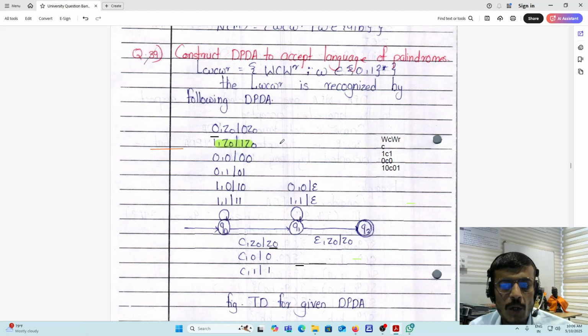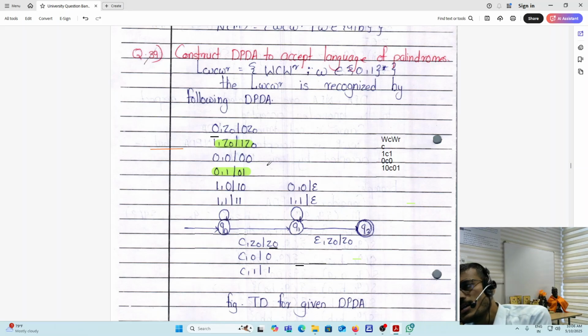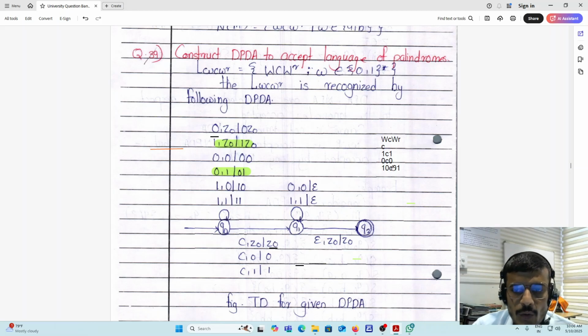So now on the top of the stack 1 will be there, and 0 will be the reading symbol. So 0 1 0 1. So right now the position of the stack will be top of the stack 0, then 1, and then Z0 will be there. Now we will reach the C. We will reach this C.